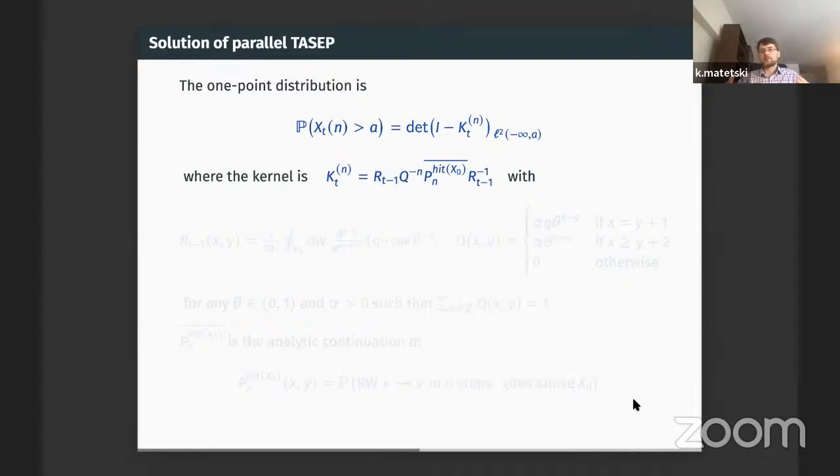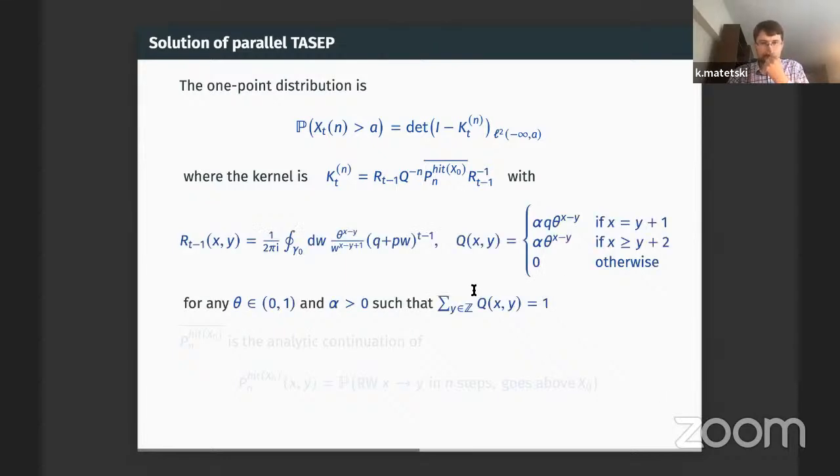So I don't want to describe the solution, this form of the kernel K, in full generality, but I will talk only about the parallel TASEP, because this is the model which leads to the polynuclear growth. So for parallel TASEP, the kernel K is given in this form. So it is a composition of four kernels. You should think that each of these kernels, R, Q, and so on, are infinite dimensional matrices parameterized by integer points. So you just have a product of four matrices.